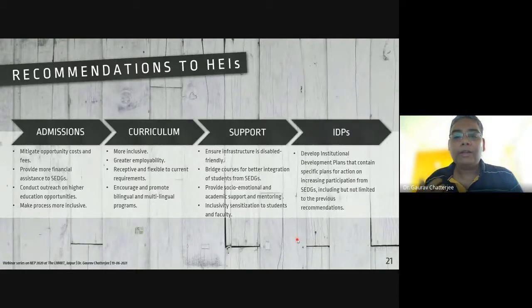How do we ensure that there is no discrimination and all that kind of things? Basically, we need to sensitize students and faculty towards inclusivity.